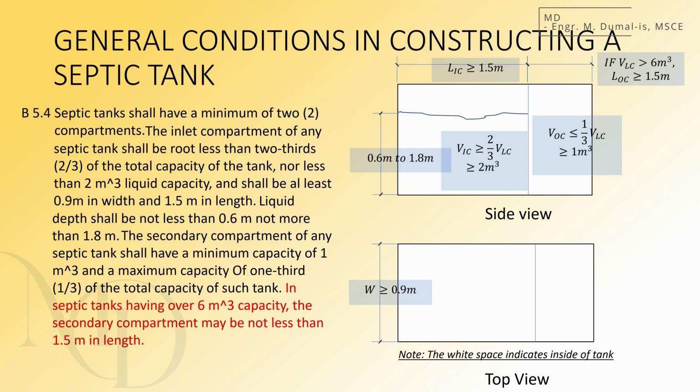When the total capacity of a septic tank exceeds 6 cubic meters, an additional rule applies. In that case, the outlet compartment must have a length of at least 1.5 meters. This requirement ensures that larger tanks maintain effective separation between compartments.